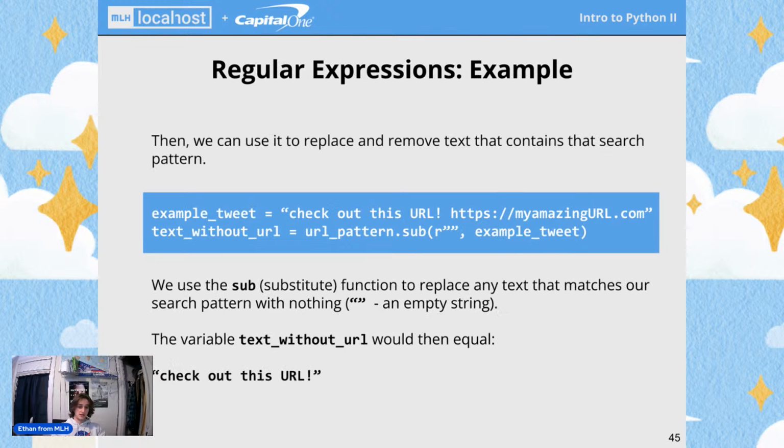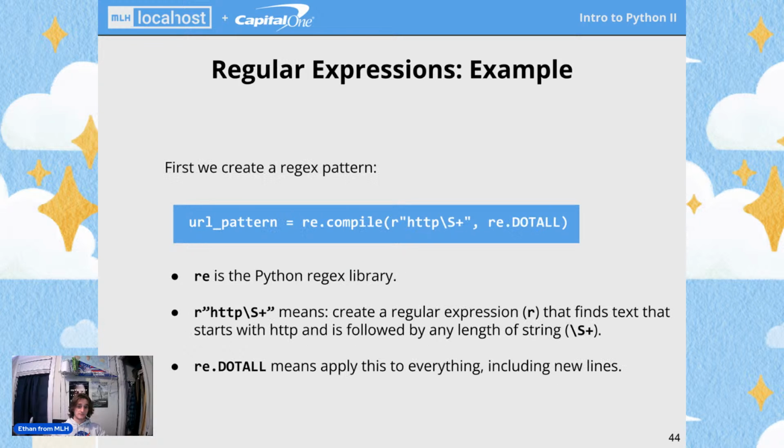So if you see right here, we have an example of a regex. It might look a little bit confusing, but what it's saying is, RE is the Python regex library. So by using re.compile, we're saying from re, use the function compile. And then this little quote right here is the regular expression itself, which means create a regular expression R that finds text that starts with HTTP and is followed by any length of string. So basically, \S means string, and plus is saying any length.